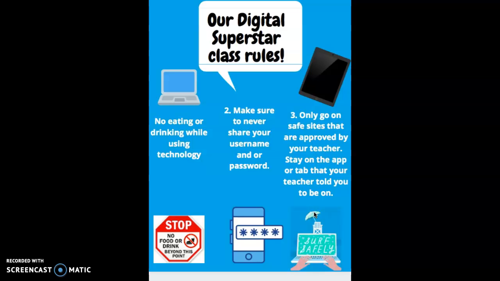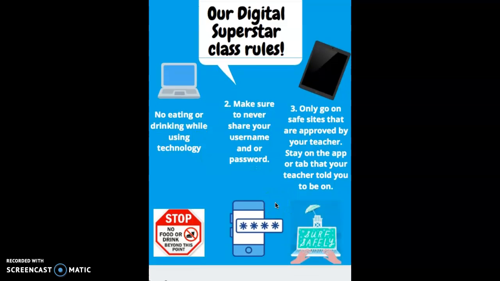That's just to keep our online classroom rules and keep us safe. And then obviously, stay on the app or tab that your teacher told you to be on. So if we are doing a lesson or an activity, my students need to stay on the activity or the tab or app that I told them to be on. So if we're on Canvas, they need to be on Canvas unless I tell them otherwise to switch the app or tab.